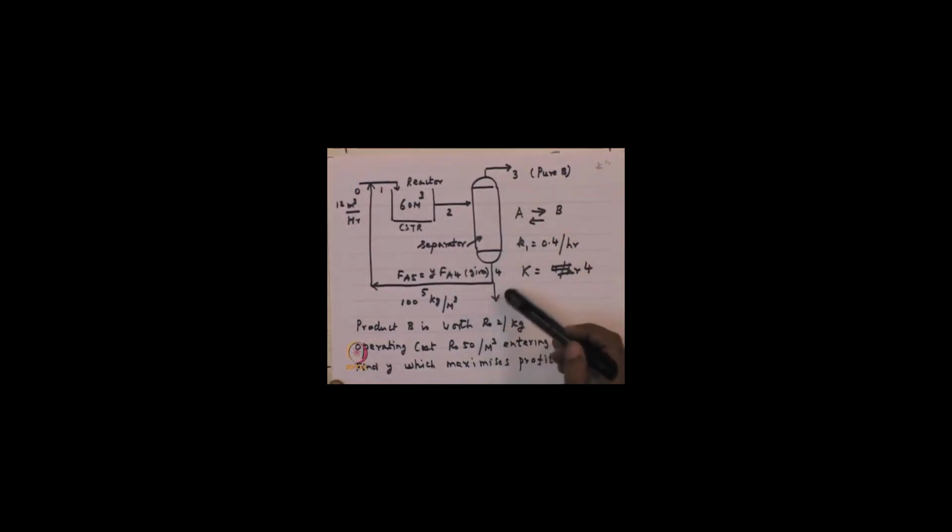There is a stream 6 which is discarded. A certain amount of stream 6 is discarded, and what is said in this problem is that a fraction y of stream 4 is recycled. Not all of it is recycled, a fraction y is recycled. Okay. And the idea is to find out what is the fraction y which would be optimum from the point of view of cost of running this process. So, this is the exercise that we want to do.